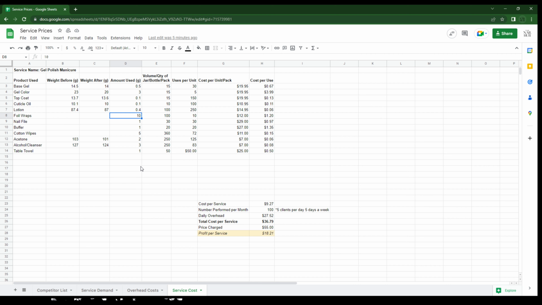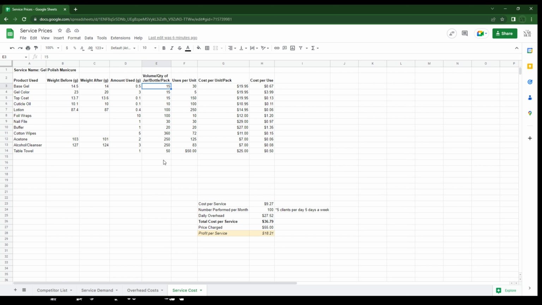So if I'm doing removal on a client, they have 10 fingers, unless they're lucky and they have extra ones. So I'm going to use 10 foil wraps, and I'm going to use probably one nail file, one buffer. Maybe I use 5 different wipes depending on where I am in the service, if I'm prepping nails, if I'm cleansing them after they're cured. And same thing with your acetone, your alcohol, and then I'll probably use one disposable table towel. Maybe you like to use two. So these numbers are going to vary based on what you do.